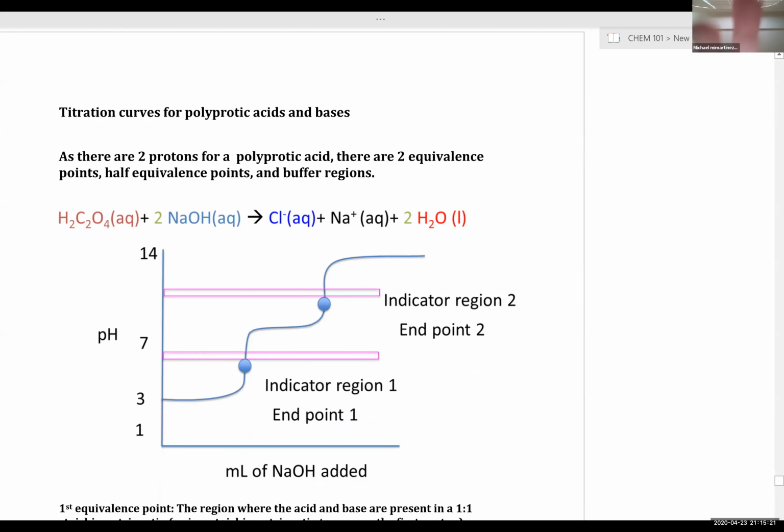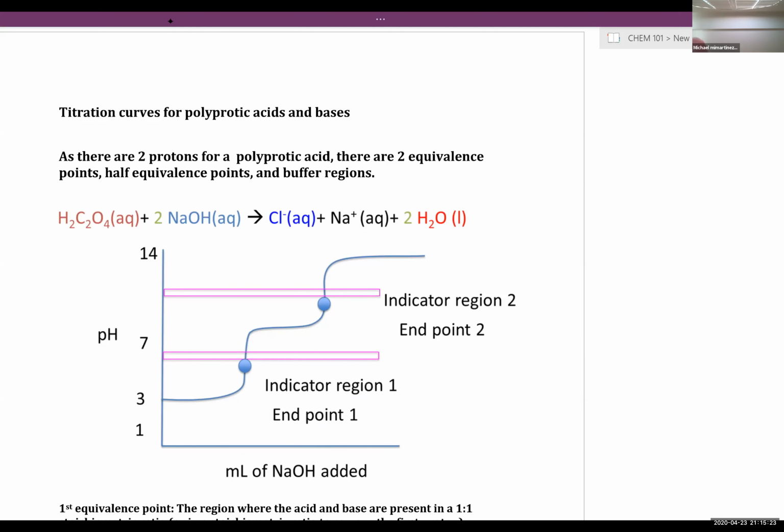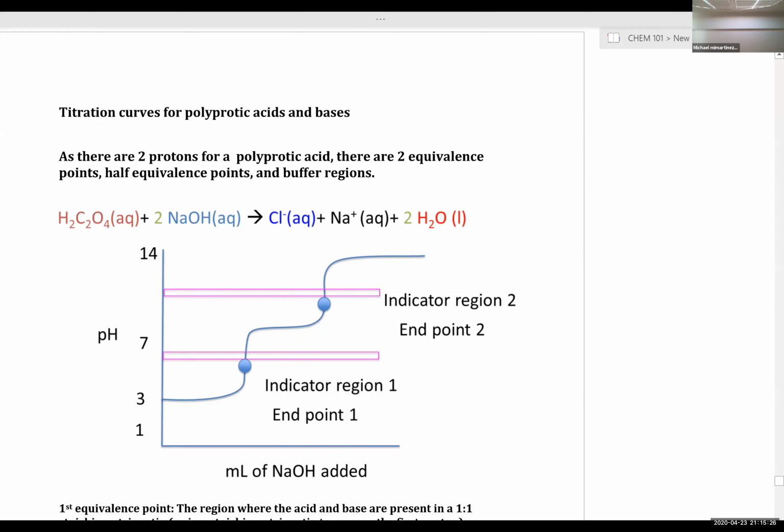So, an interesting feature of titration curves for polyprotic acids and bases is that since there are 2 protons, there are 2 equivalence points, half equivalence points, and buffer regions. So this represents the endpoint for proton number 1, and this represents the endpoint for proton number 2.